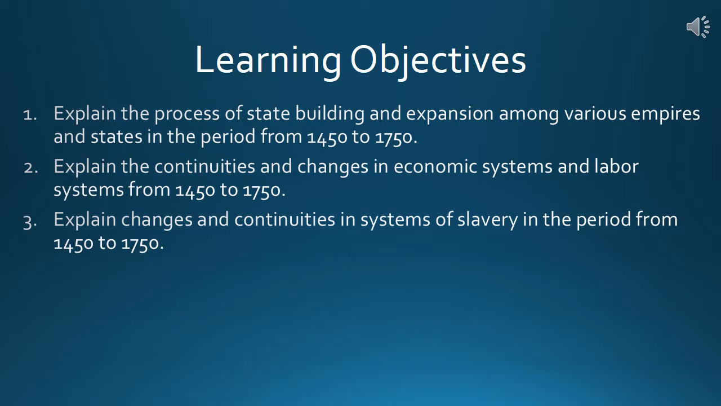By the end of this presentation, you will be expected to be able to demonstrate your understanding of these three learning objectives. 1. Explain the process of state building and expansion among various empires and states in the period from 1450 to 1750. 2. Explain the continuities and changes in economic systems and labor systems from 1450 to 1750. And 3. Explain changes and continuities in systems of slavery in the period from 1450 to 1750.